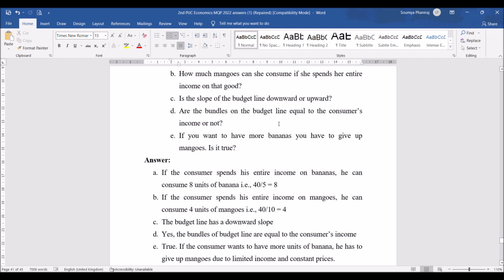Are the bundles on the budget line equal to the consumer's income or not? Yes, the bundles on the budget line are equal to the consumer's income. And if you want to have more bananas, you have to give up mangoes. Is it true? Yes. If the consumer wants to have more units of banana, he has to give up mangoes due to limited income and constant prices.